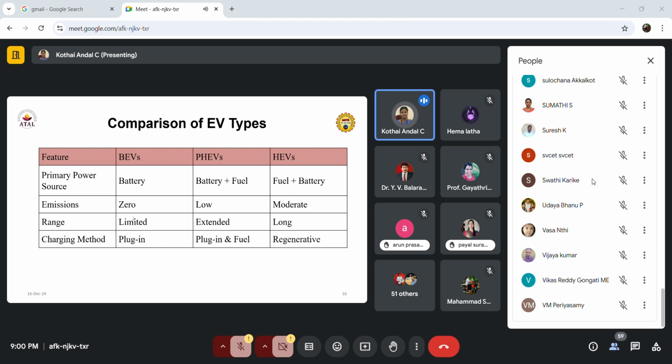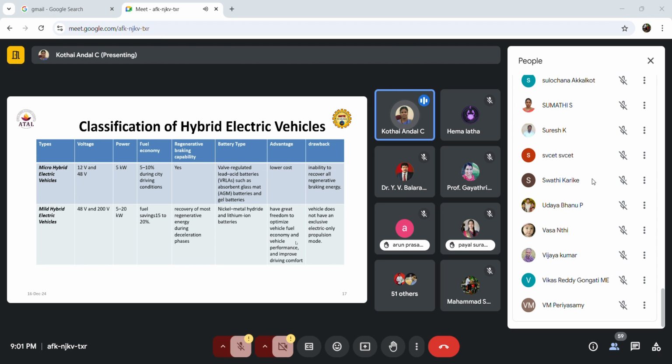Regarding driving range, the battery vehicle has only a limited range. The plug-in hybrid has an extended range. The hybrid electric vehicle has a long range because the main drive depends upon the IC engine. Regarding charging methodology, the battery vehicle is completely plug-in. The plug-in hybrid is plug-in plus fuel. In the hybrid electric vehicle, there is no plug-in charging point available; the batteries are charged by regeneration. I think this is clear, right?